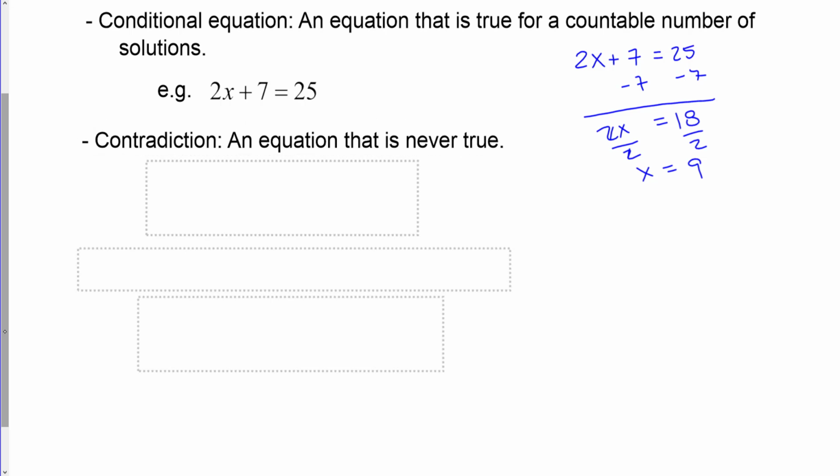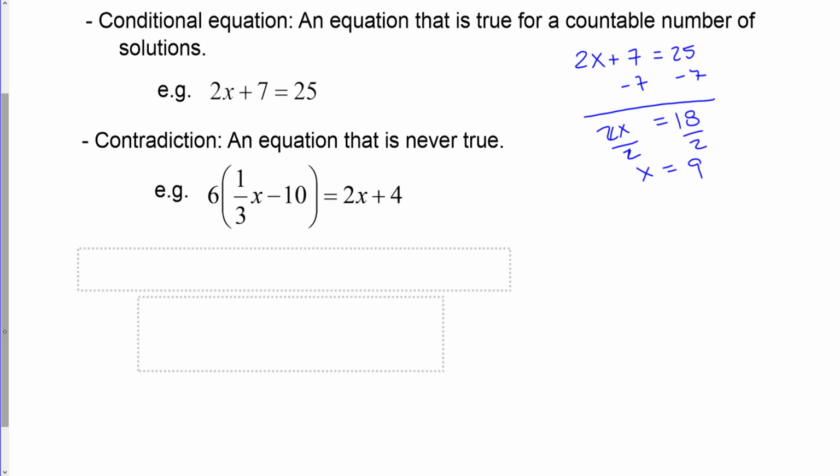Other possibilities, contradiction, an equation that's never true. So for instance, 6 times the quantity 1/3 x minus 10 equals 2x plus 4. Because what happens here, if I distribute the 6 into these parentheses, I end up with, so 6 times 1/3 is 2x. 6 times negative 10 is negative 60, equals 2x plus 4.